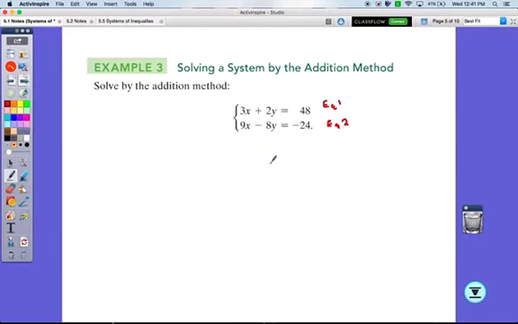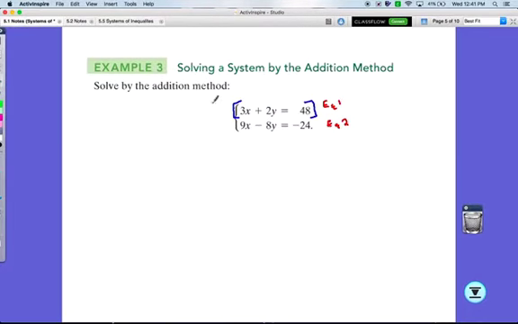Okay, and I'm going to choose my y values. I want these y coefficients to be the same number except opposite signs. So what can I multiply 2 by in order to get a positive 8? It's going to turn out that's going to be a positive 4. So if I multiply the entire first equation by 4, let's see what happens. So I'm going to write it over here.